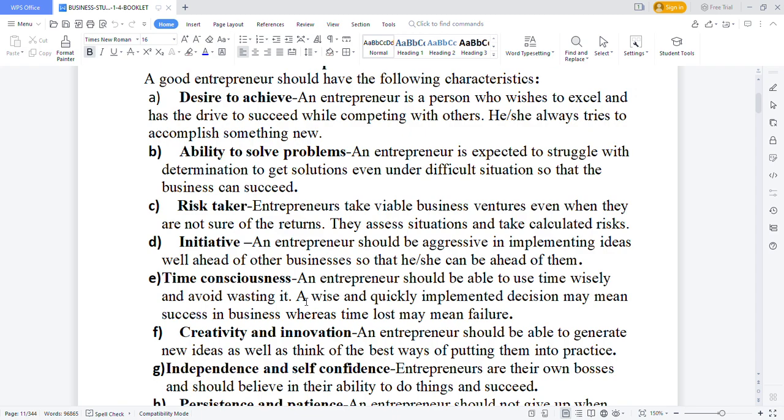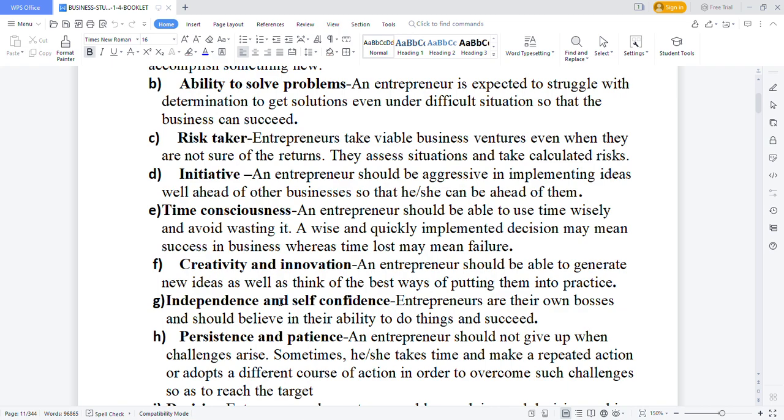The next one is time consciousness. An entrepreneur should be able to use time wisely and avoid wasting it.